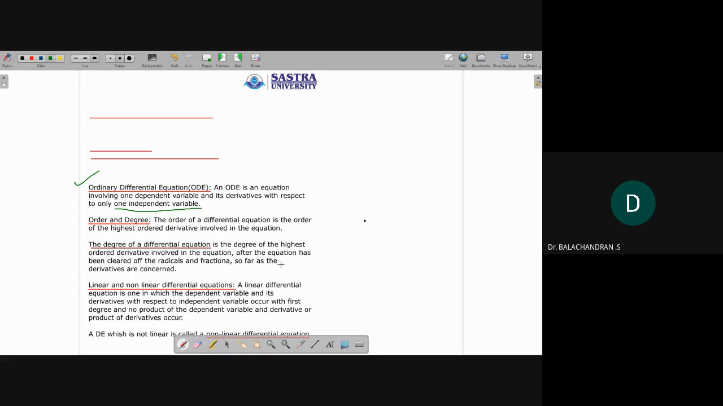involved in the equation after the equation has been cleared of the radicals and the fractions as far as the derivatives are concerned. And then linear and non-linear differential equation. Yeah, linear differential equation is one in which the dependent variable and its derivative with respect to independent variable occur with first degree and no product of dependent variable and derivative or product of derivatives occur. So if a differential equation is not linear, it is called a non-linear differential equation.